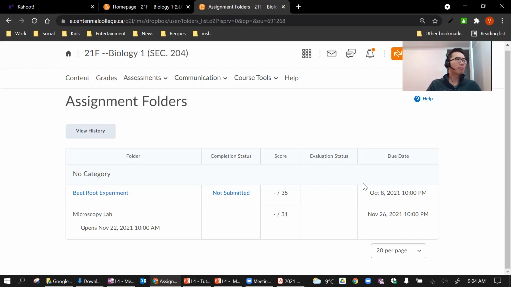Any questions about the lab? I know some of you are just joining. I was just explaining how to do the lab and submit it. Anybody have any comments, concerns? It's pretty straightforward, right?